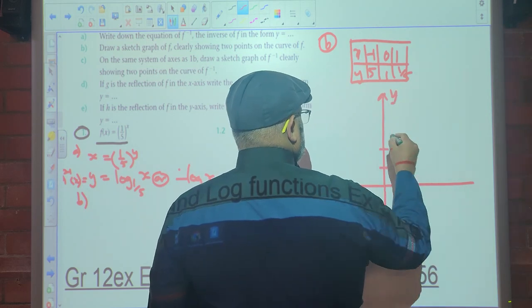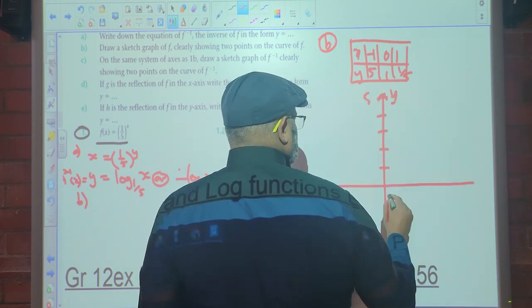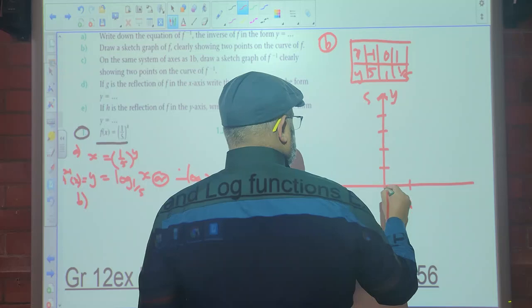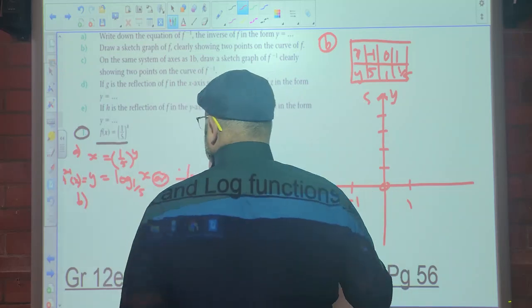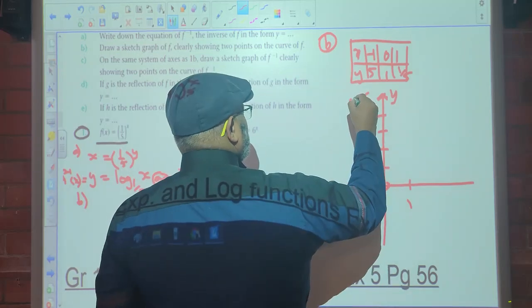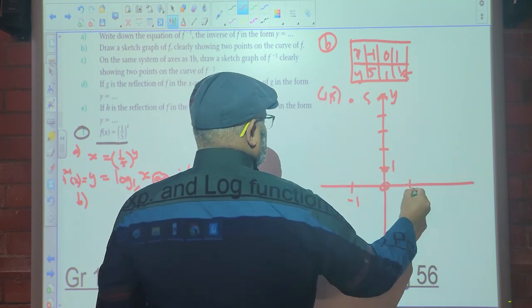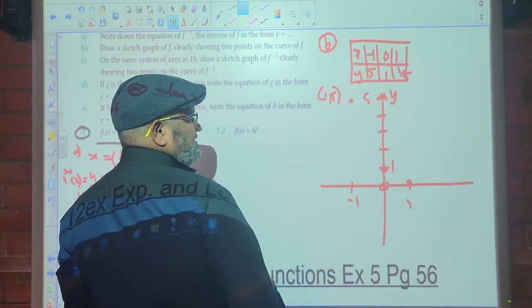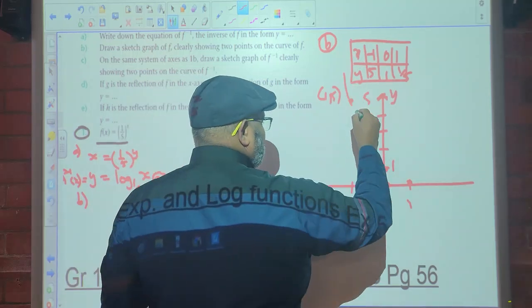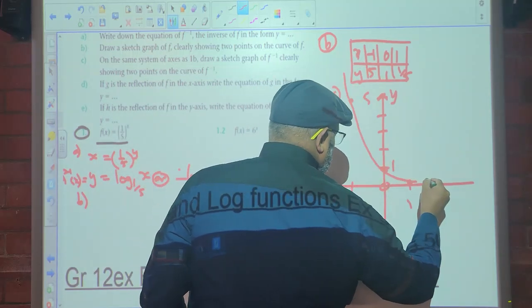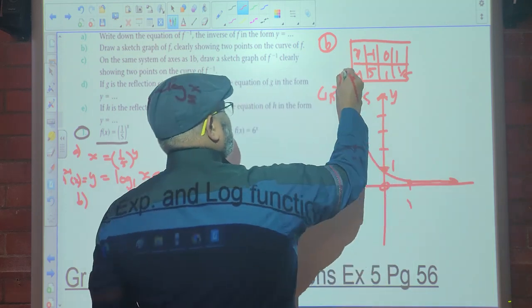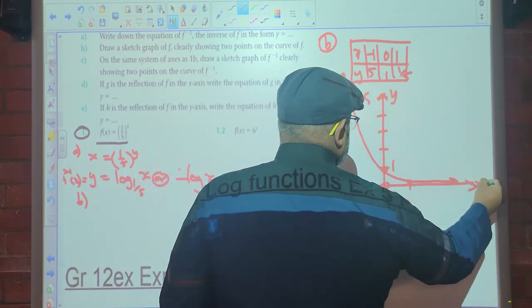so it's 1, 2, 3, 4, 5, minus 1, 0, minus 1. So negative 1 gives you a corresponding value of 5, so that's the point minus 1 and 5. 0 and 1, and then 1 and a fifth. So the graph is a decreasing exponential function.